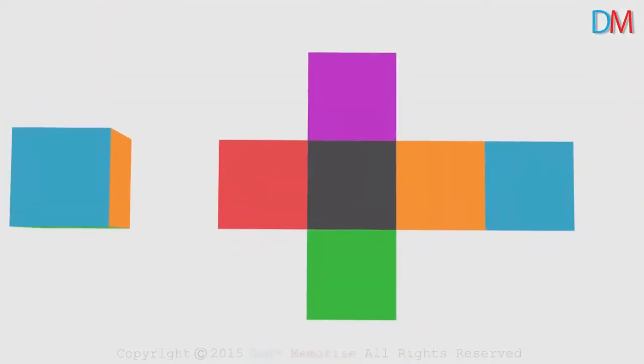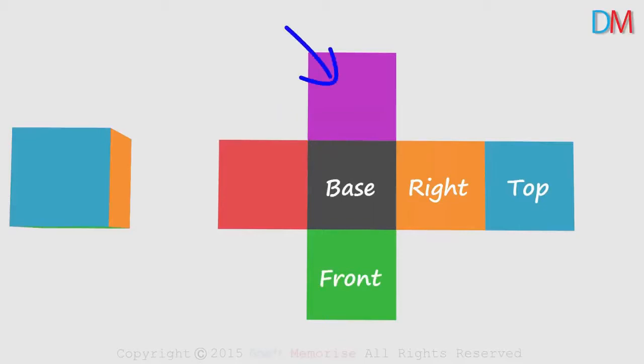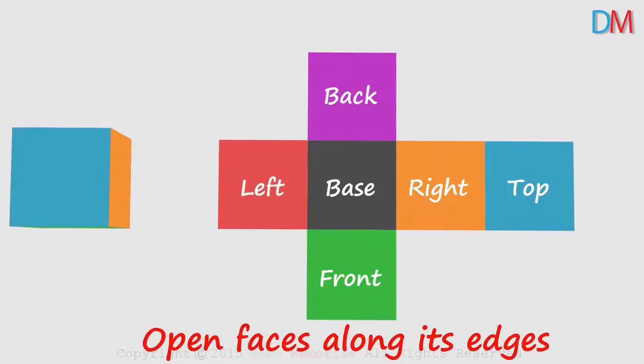If we look at it from the top, it will look like this. The orange face is the face to the right, the blue face is the top face, the green face is the face in the front, the black face is the base, the purple one was the one at the back, and the red one was on the left. All we did was open up the faces along the edges and we got the net of a solid.